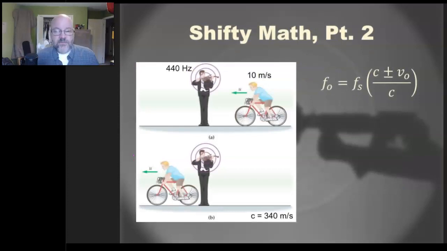So let's suppose, for whatever reason, this guy in a tuxedo is playing his violin and he's hitting a note and it's 440 hertz. And some dude on a bicycle is going by. What we want to do is say, what's the dude on the bicycle going to hear? He is the observer. He is O. And the dude over here in the tux is S. He's our source.